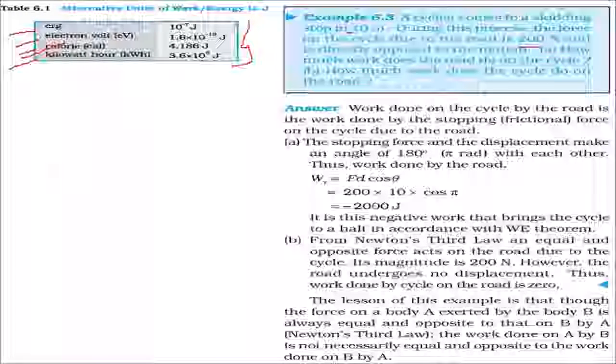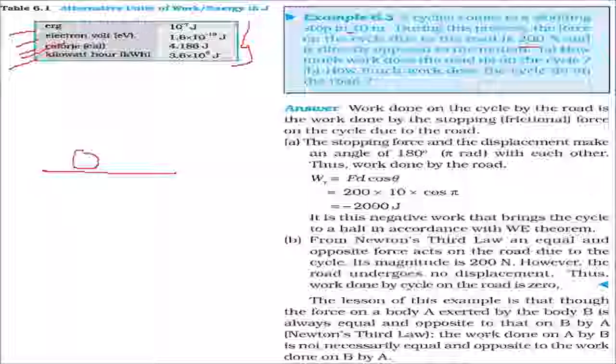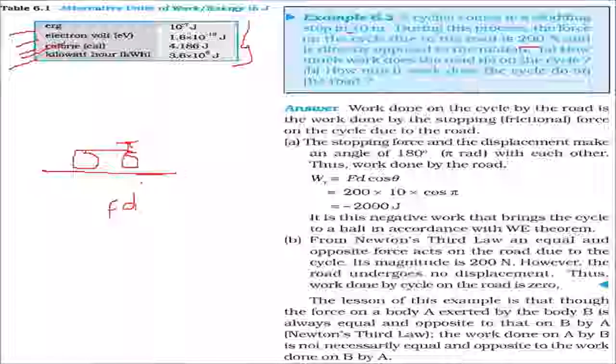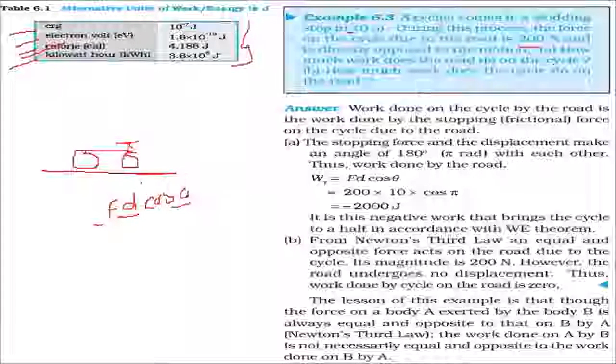See, first of all, if there is a cyclist, the first question is, what is the work done by the road on the cycle? Because the road is not moving, it is stagnant. We know that W = F d cos theta: there has to be some displacement, there has to be some F, and this cos theta cannot be 90 degrees. So here the displacement is zero for the road. So the road is not acting anywhere. So the work done by the road on the cycle is zero.